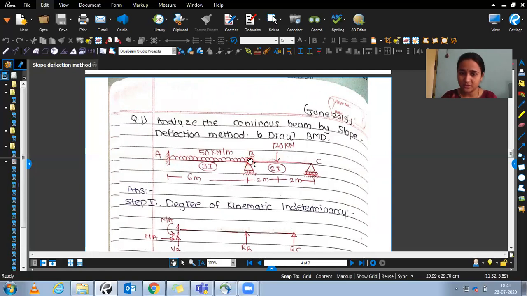Now moving towards support B, there will be a rotation because of this reaction. That rotation is theta B, and there will also be one rotation at C, that is theta C. So there are a total of two unknowns, the degree of kinematic indeterminacy is 2, that is theta B and theta C. We are interested in finding these unknowns theta B and theta C here.